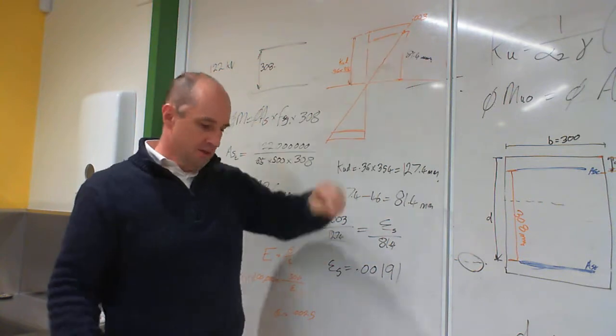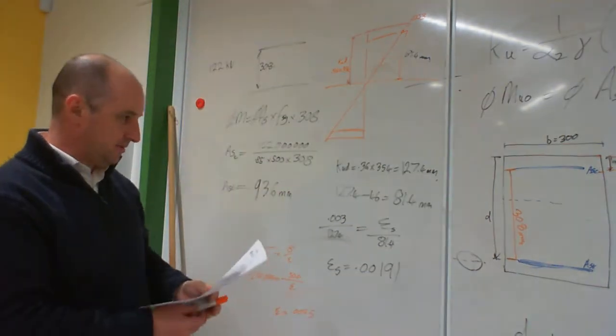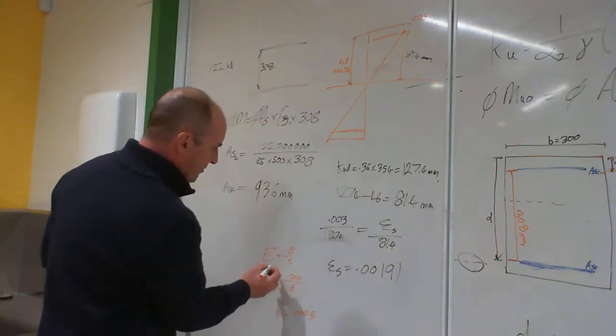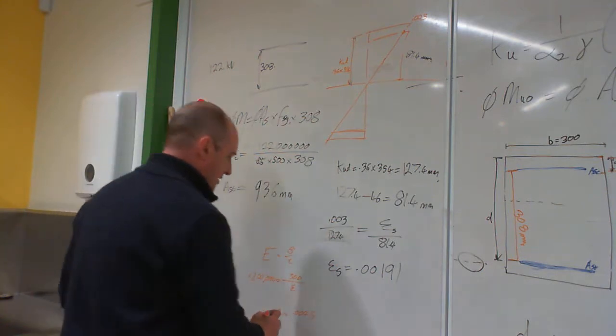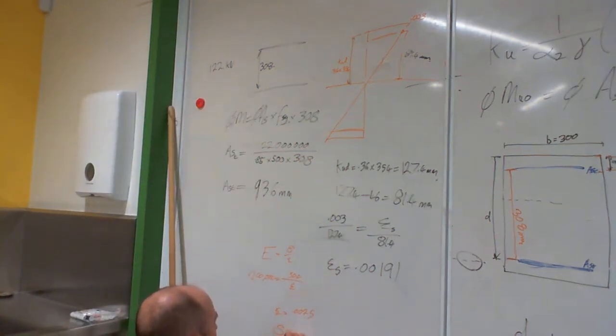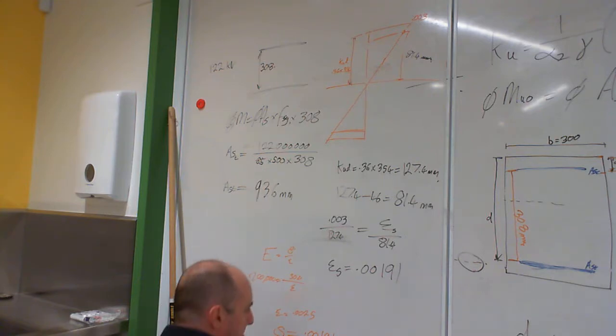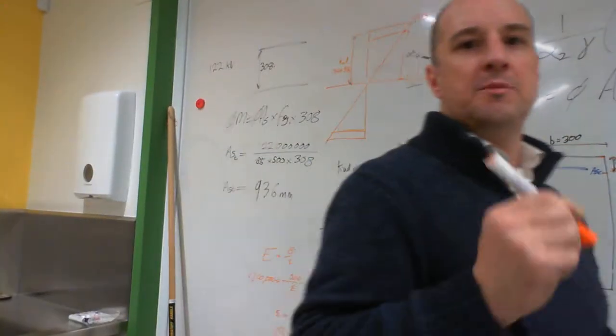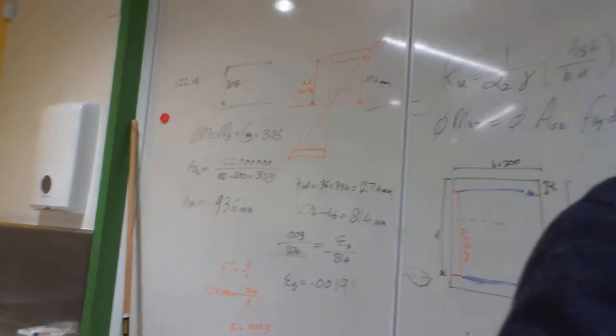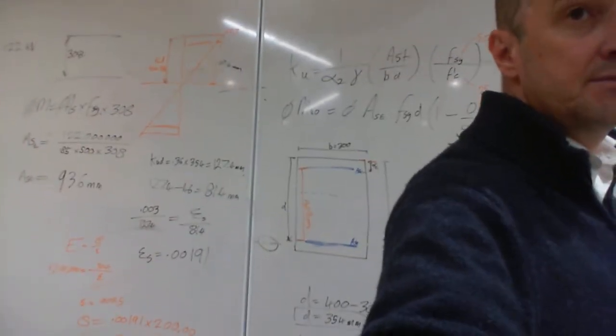So the stress in that steel, using the same equation, E equals stress over strain, then our stress is going to equal 0.00191 times 200,000, which equals 383 megapascals. So the stress in the top steel is going to be 383 megapascals, not 500.